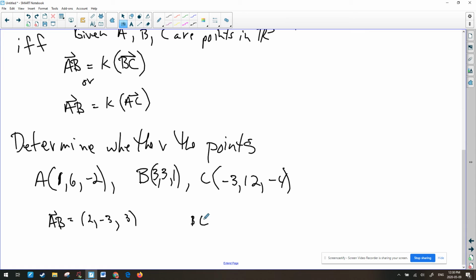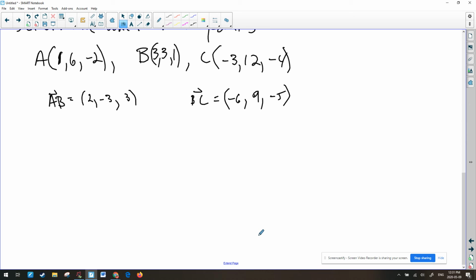So then I need vector BC. To go from 3 to negative 3, we're down 6. To go from 3 to 12, we're up 9. To go from 1 to negative 4, we're down 5. So BC is negative 6, 9, negative 5. Oh, did I copy that down wrong? Oh, I did. Okay, well, never mind. All good.